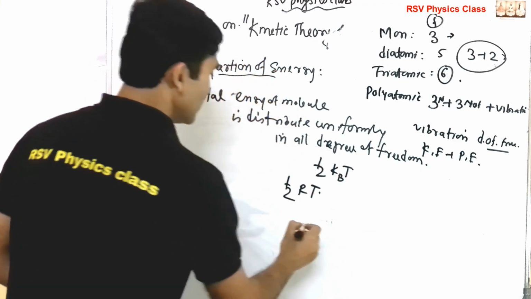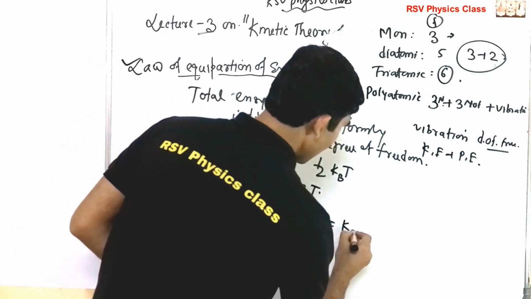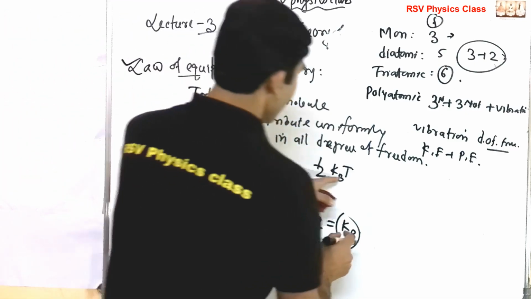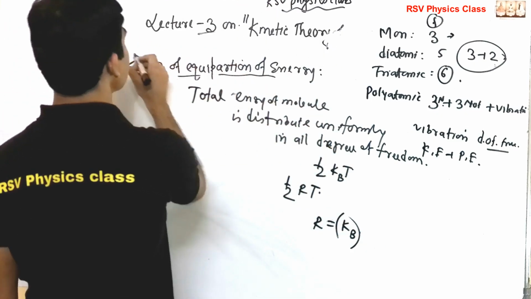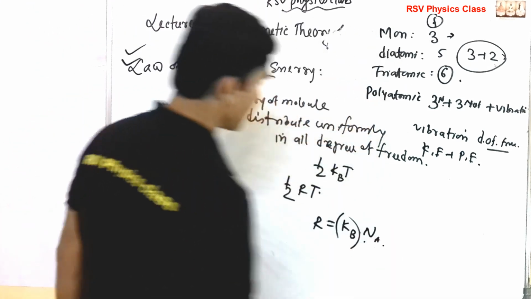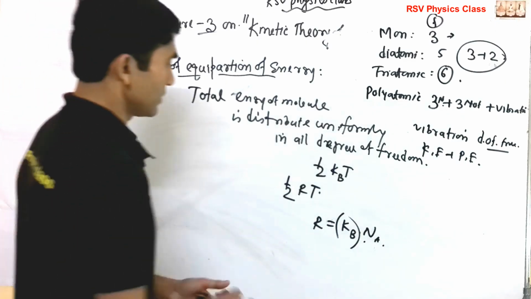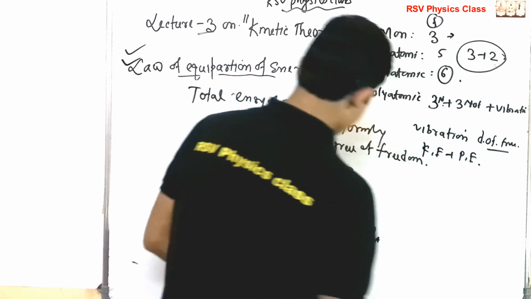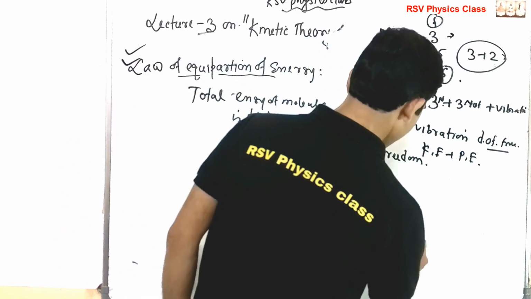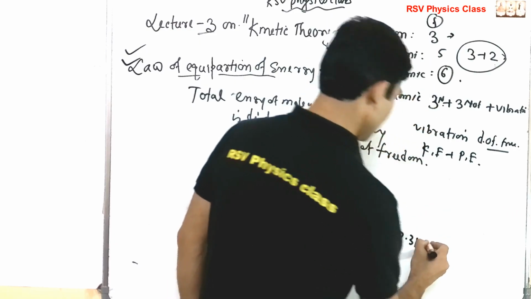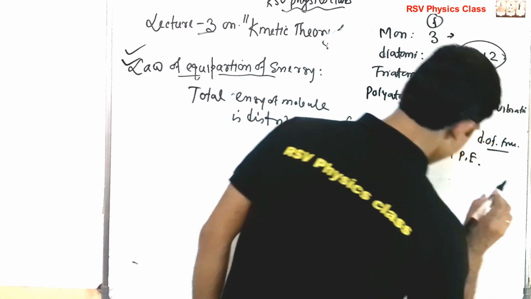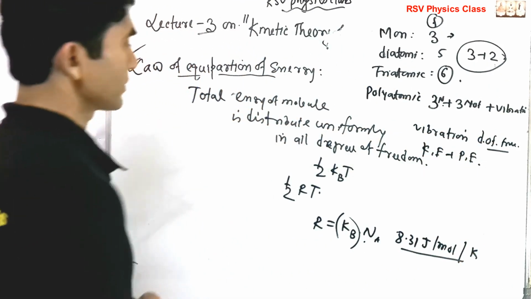So for the number of molecules, R equals Kb into N, where Kb is the Boltzmann constant, given by L. Boltzmann, and N is the Avogadro number. So per mole, this is 8.31 joule per mole per Kelvin. Okay.